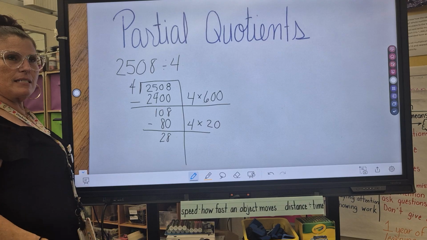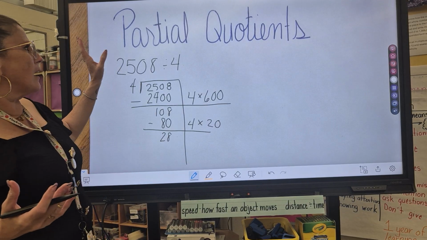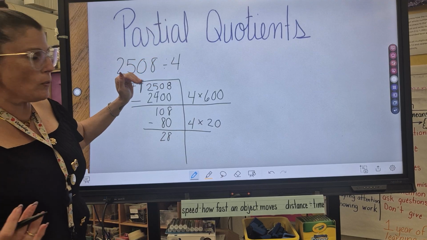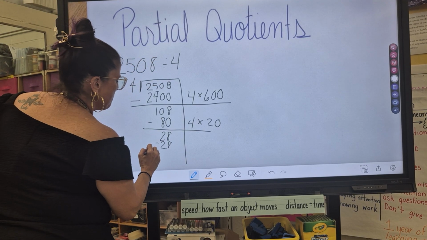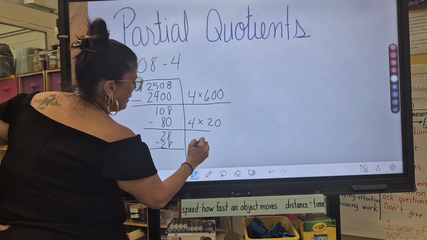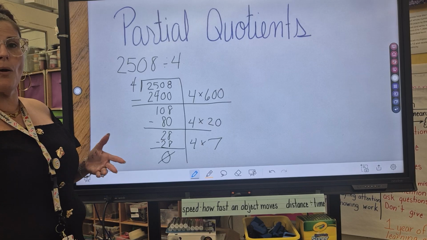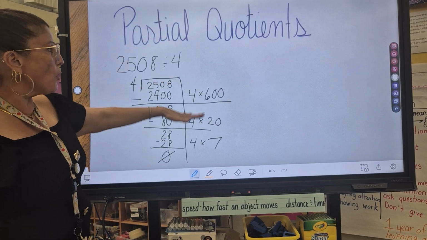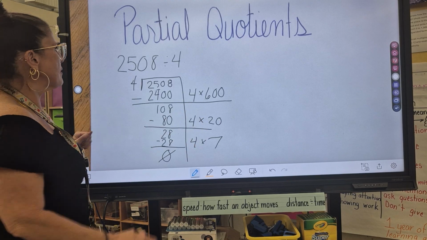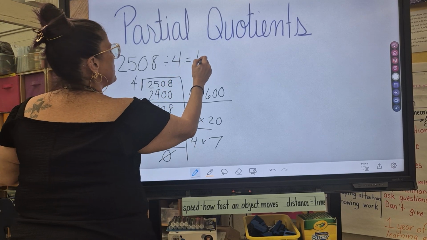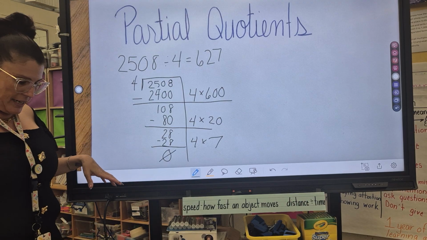And now I think to myself, what times 4 gets me to 28? Because we're working in division with no remainders right now. So that's going to be 28, and that's 4 times 7, and that equals 0. Then in order to determine our quotient, we add these partial quotients. That's where it gets its name. 600 plus 20 plus 7 equals 627. Now, this is success if you know your multiplication facts.